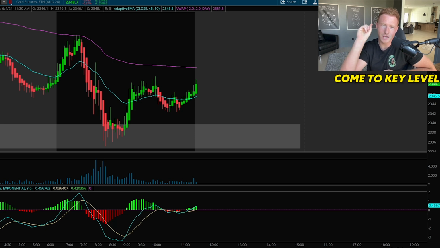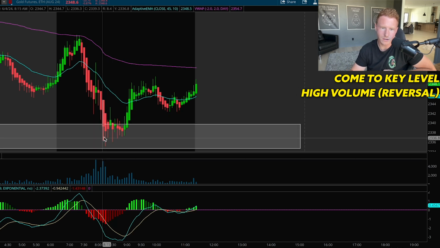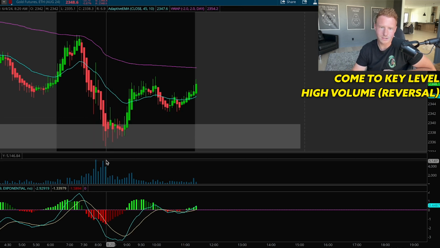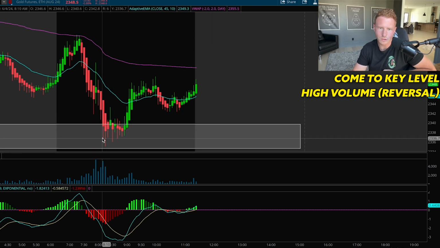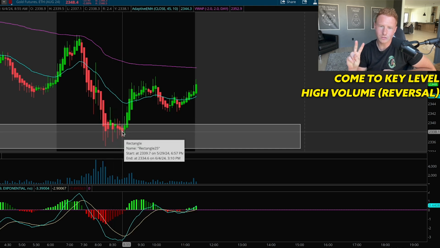I want to see us come down or up to a key level. I want to see us have high volume on the reversal. Okay, so buyers were defending this level. As you can see, the volume clearly states that, and we're holding this up. Once I see those 2 things, we're in a key level and we've got the high volume.